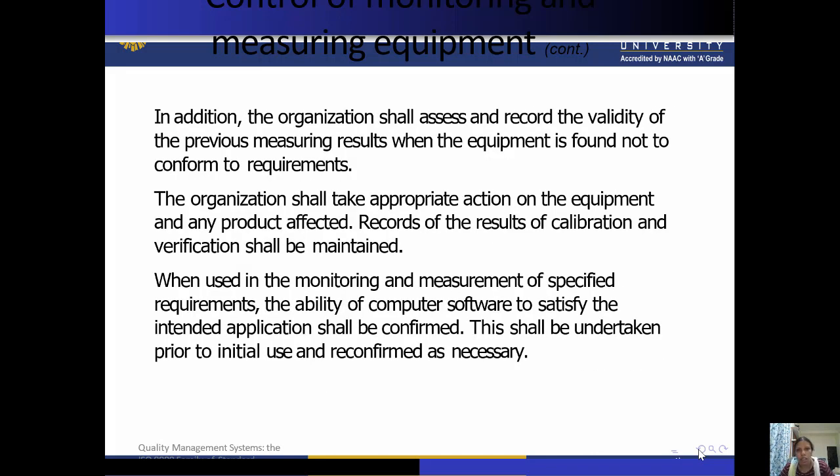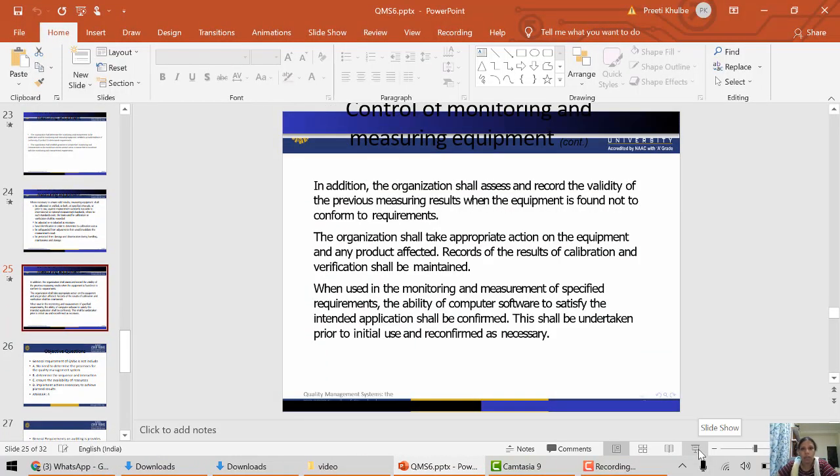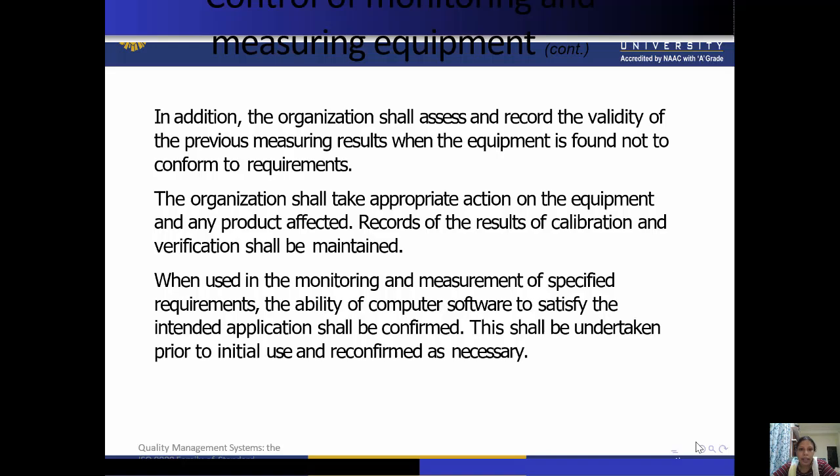Now, control of monitoring and measuring equipment. In addition, the organization shall assess and record the validity of the previous measuring results when the equipment is found not to conform to the requirements. The organization shall take appropriate action on the equipment and any product affected. Records of the results of calibration and verification shall be maintained.